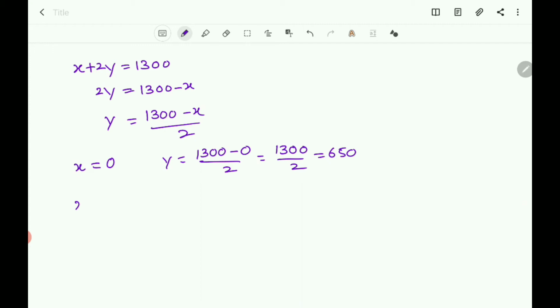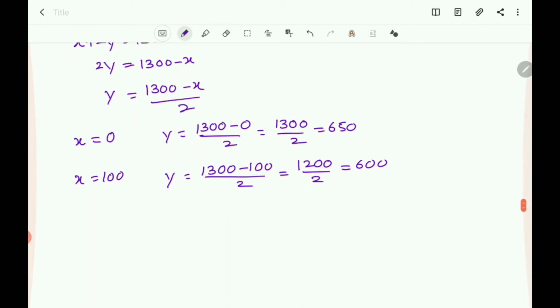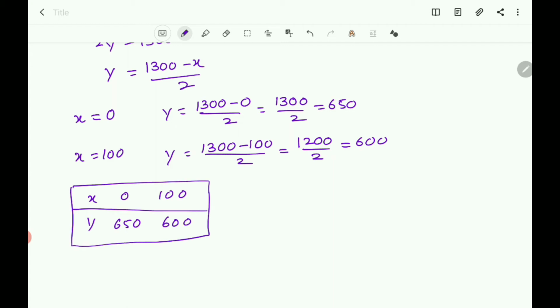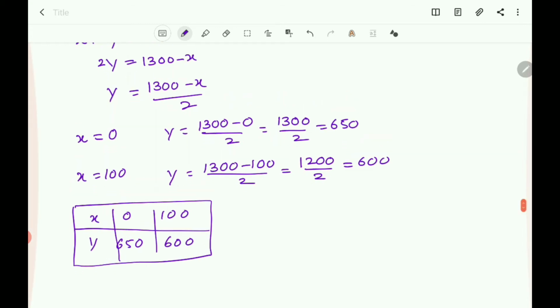Next, for x you can take any value. If you take 100, then y becomes (1300 minus 100) by 2, that is 1200 by 2, equals 600. So you got these two solutions. Here is the chart: x values are 0 and 100. For 0, the y value is 650. For 100, the y value is 600. So you got two solutions for the first equation.